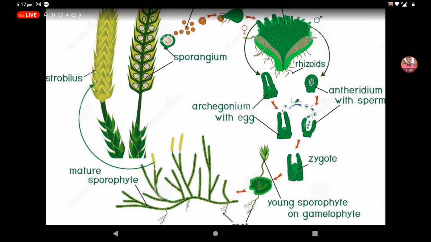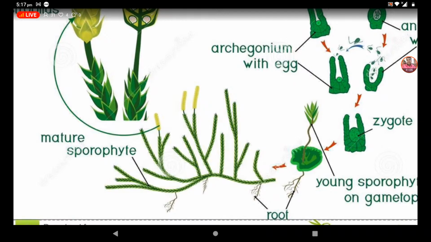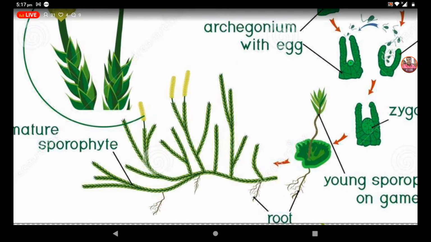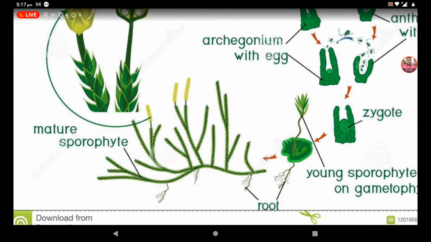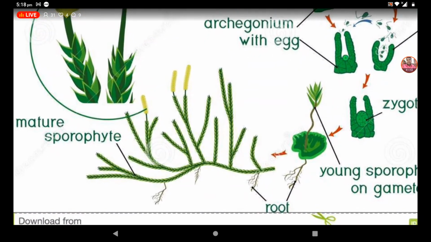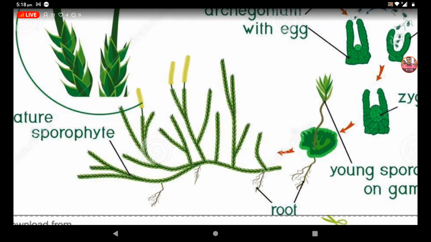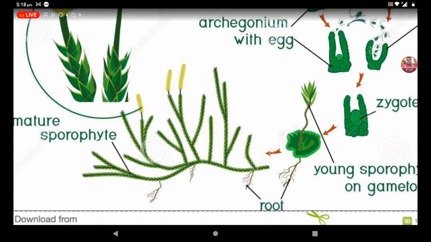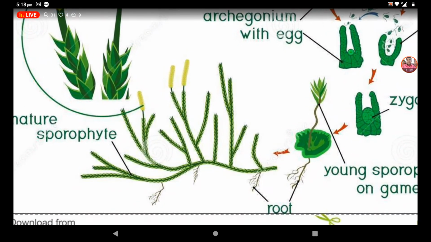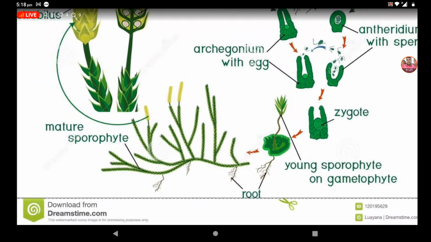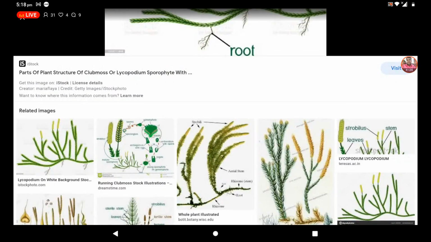In gymnosperms and angiosperms, the sporophyte is completely dominant, and the gametophyte is completely dependent on the sporophyte. So in gymnosperms and angiosperms, the sporophyte is completely dominant, and the gametophyte is completely dependent on the sporophyte. That relation we find.